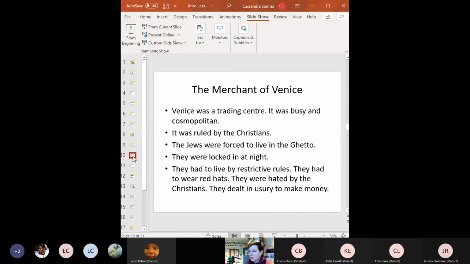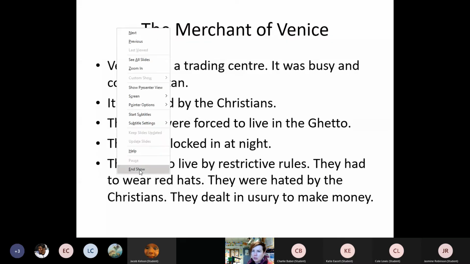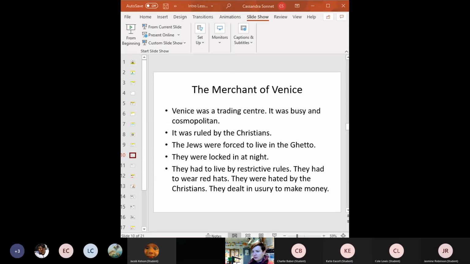Right, what is cosmopolitan? What does cosmopolitan mean? People from different countries, very much, yeah. Right, can you all see that? Me and Will are just trying to sort something out, aren't we? Cosmopolitan is a place or society full of people from many different countries and cultures. Yes. Now, can everyone still see The Merchant of Venice? Can you still see that? Yeah. Okay, lovely. So it was a trading centre. It was busy and cosmopolitan.